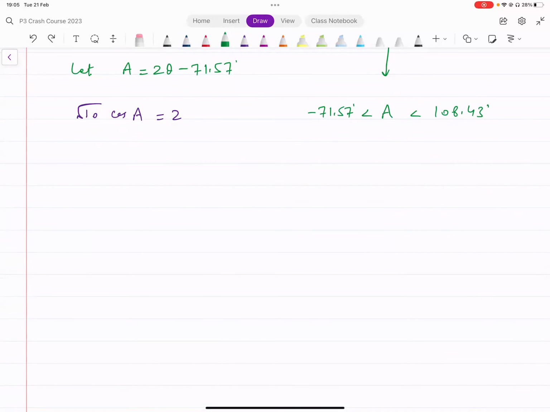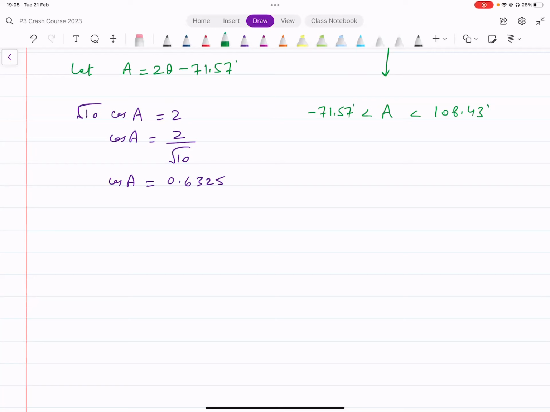So what do you do after this? You say cos of a equals 2 over square root of 10. You could simplify this. You could actually evaluate this 2 over square root of 10. Let's see what that turns out to be. This is 0.6325.